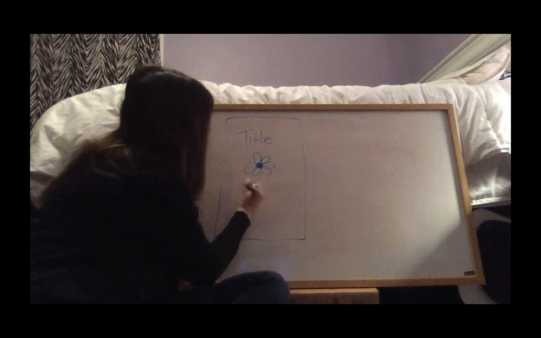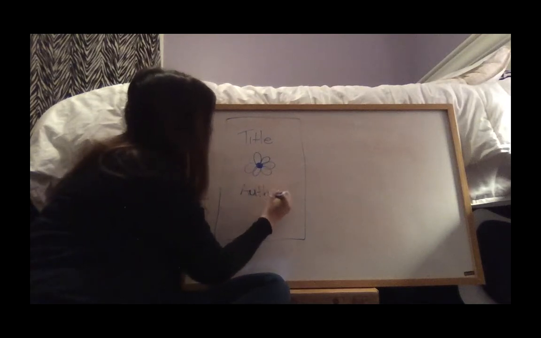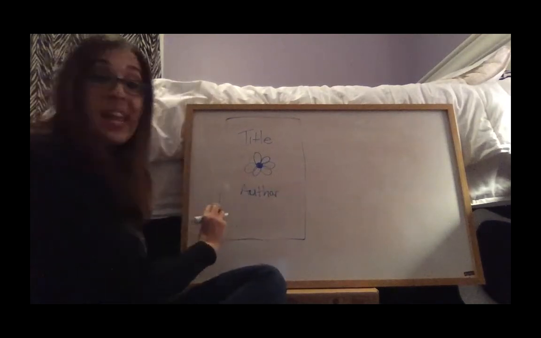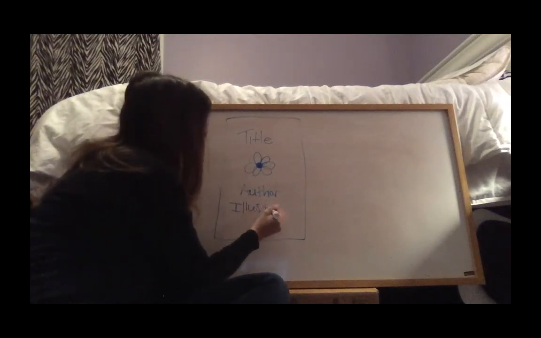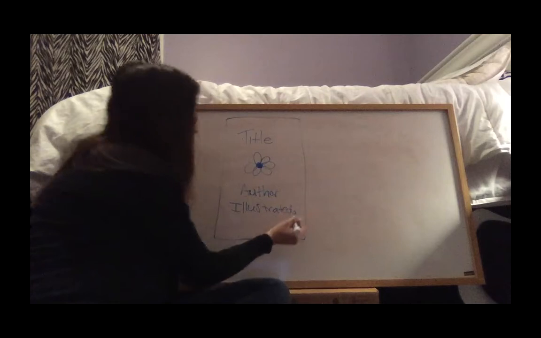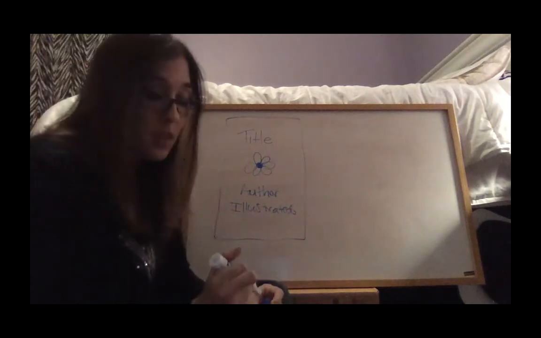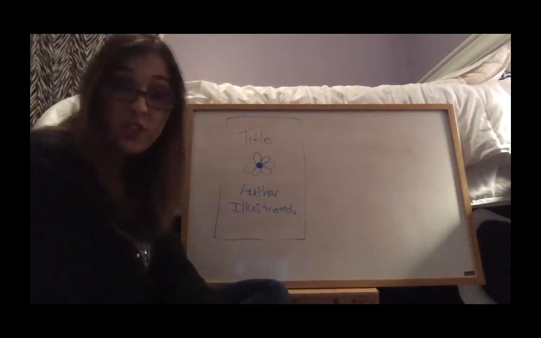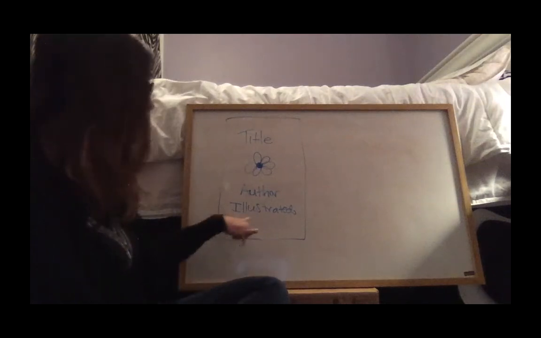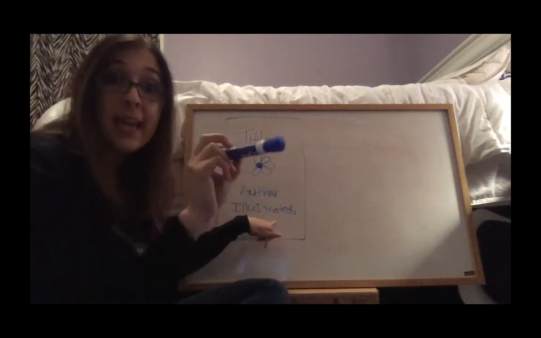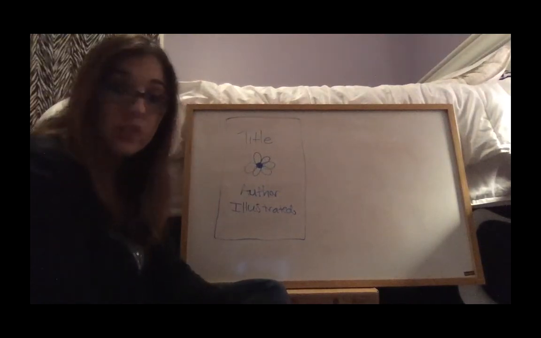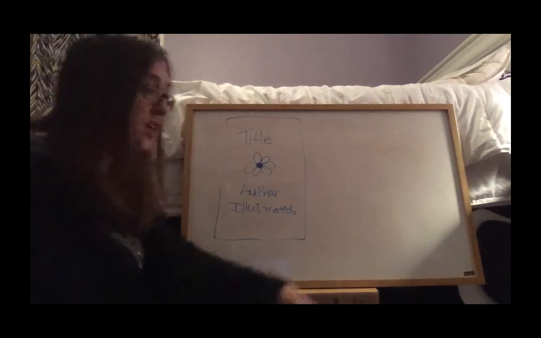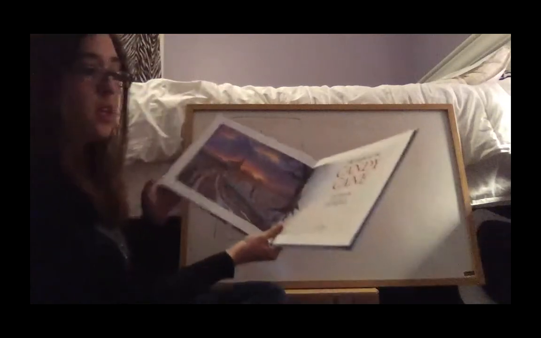Then you're going to have your author's name. Author's name always goes first on your stories. And then your illustrator's name will be under the author's name. Who remembers what the author does? The author is the one that writes the story, the words. And the illustrator does what? Yes, Isabella. He draws the pictures for the story. So there's our title page, okay?